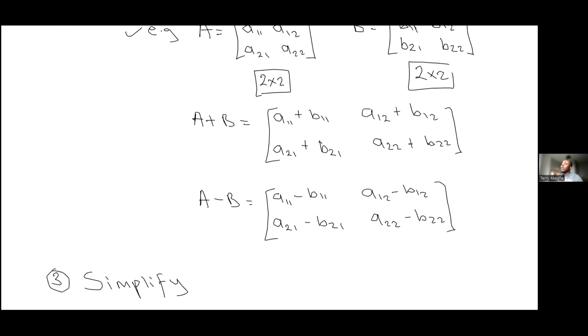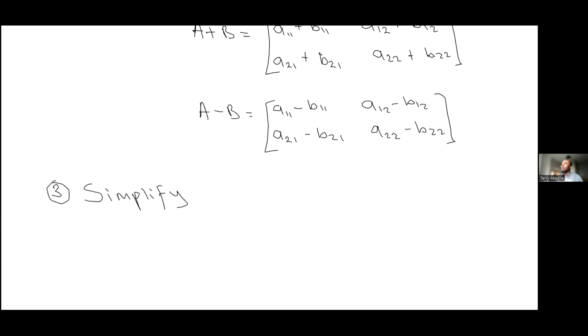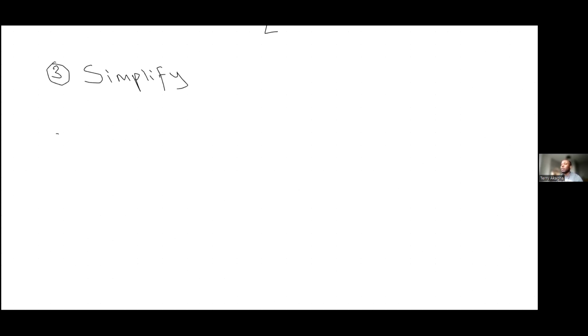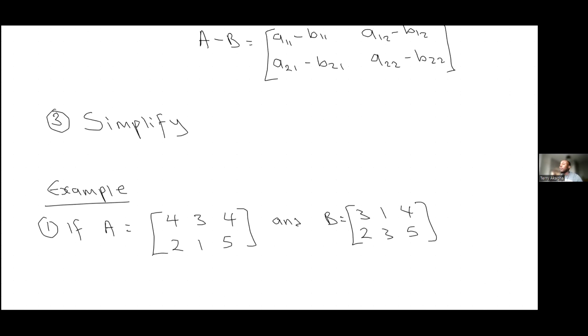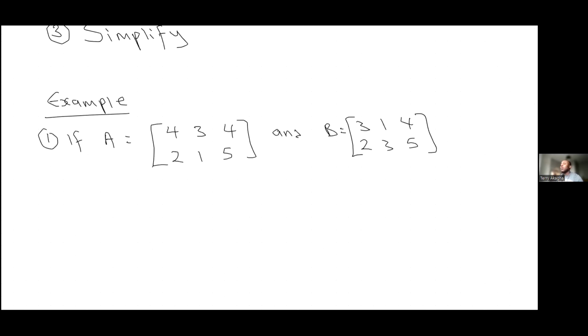Okay, so let's pick an example. Number 1: if A is equal to 4, 3, 4, 2, 1, 5, and B is equal to 3, 1, 4, 2, 3, 5, the question wants us to find A plus B.